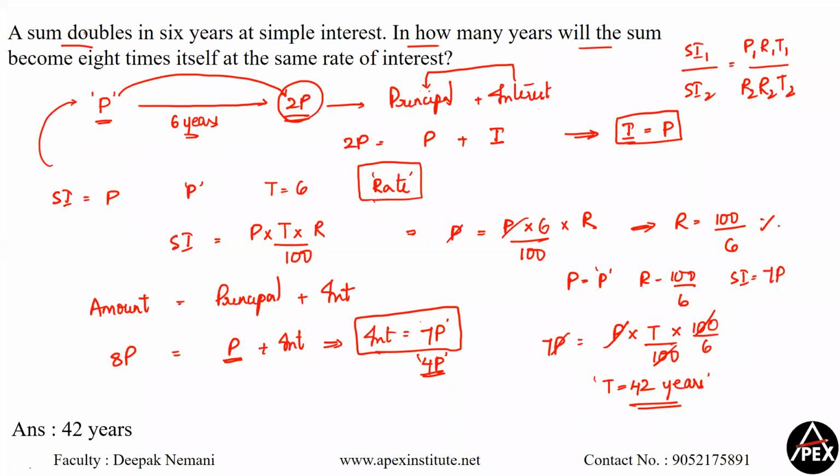But P and R are same. So SI1 will be how much? P. SI2 will be 7P. Isn't it? Any doubts in this question? Quick responses.